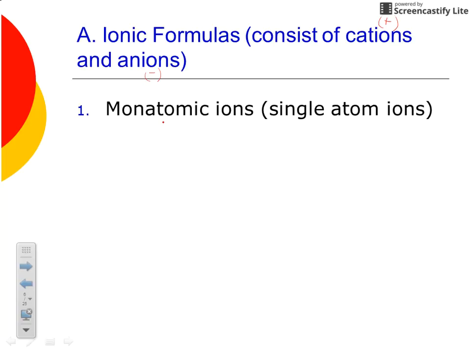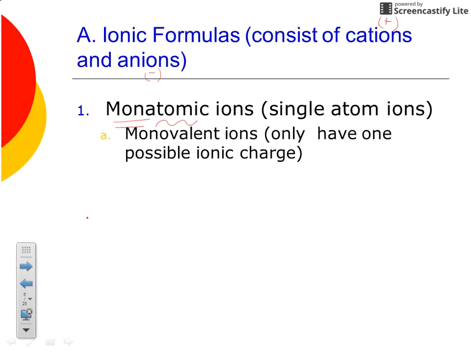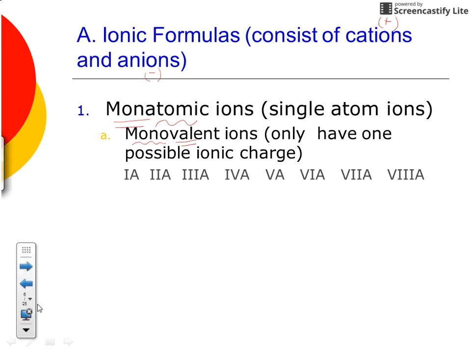So we have monatomic ions. Mono, remember, means one. Here we see the root word atomic, which refers to atoms. So monatomic ions are single atom ions. Now, of our monatomic ions, we have two subcategories. We can have monovalent ions, which are your ions that only have one possible charge. Mono again means one. Valent refers to their valencies or their charges. So monovalent ions have only one possible charge.